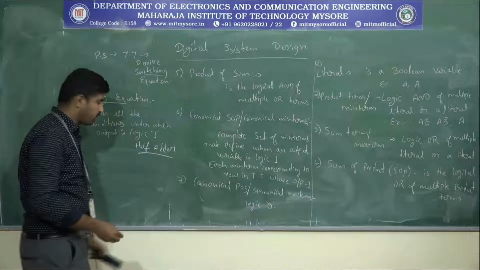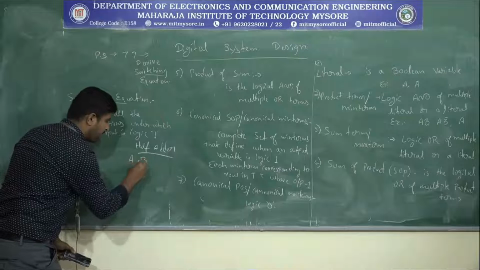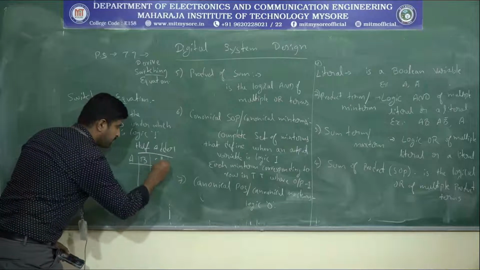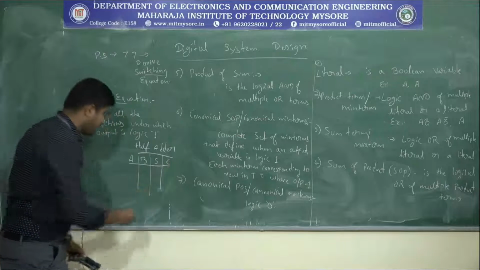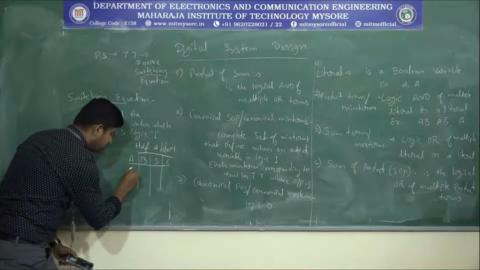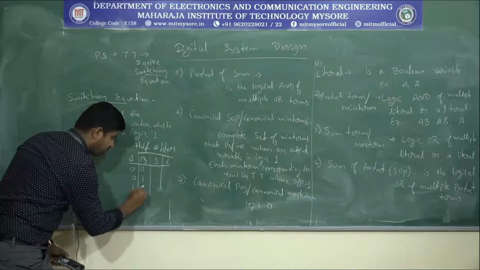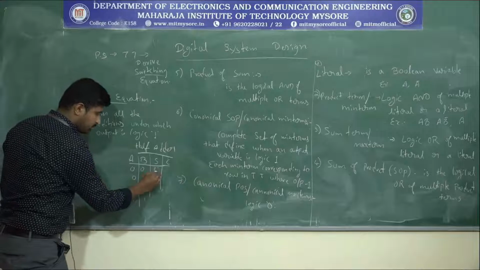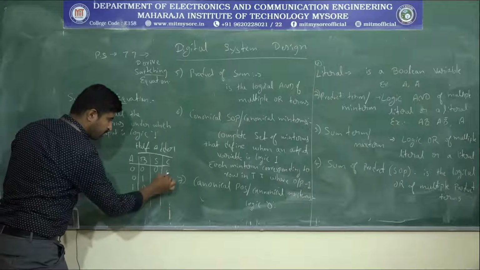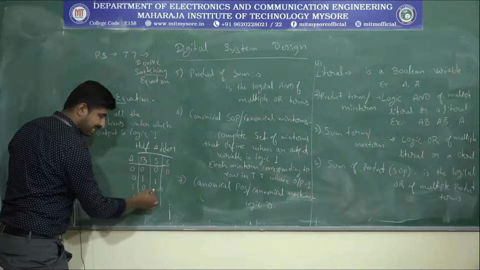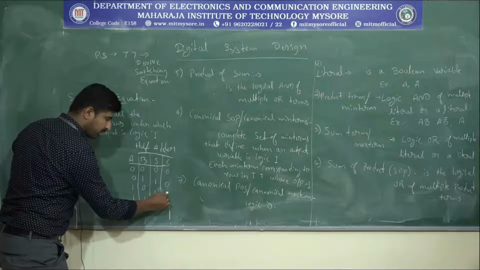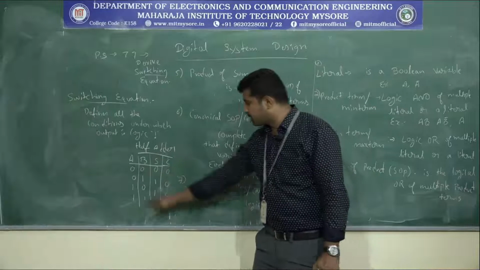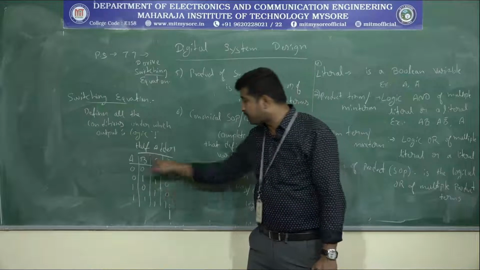Half adder, if I take that one, so half adder is what? A and B, two inputs, and two outputs, sum and carry. Okay, so let's write the truth table: 0 0, 0 1, 1 0, 1 1. The outputs are: sum is 0, carry is 0; sum is 1, carry is 0; sum 1, carry 0; sum 0 and carry 1. So this is a truth table, then how to derive the switching equation from this one?